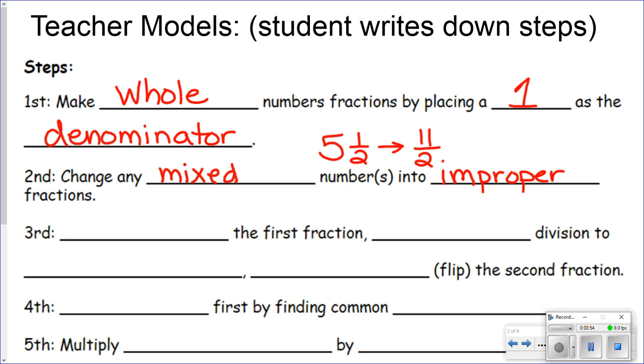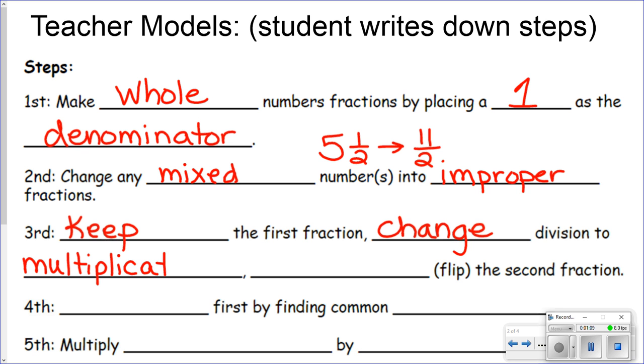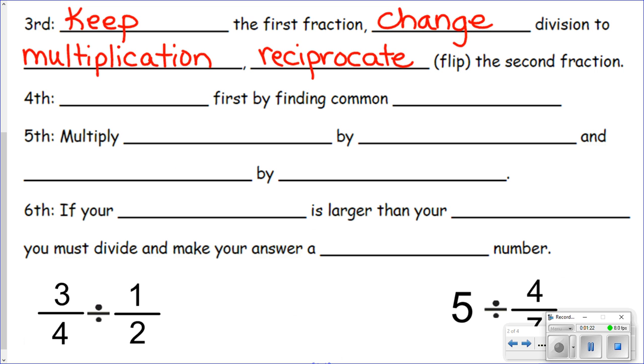Third, we will keep the first fraction, change division to multiplication, and reciprocate or flip the second fraction. Fourth, we will simplify first by finding common factors.